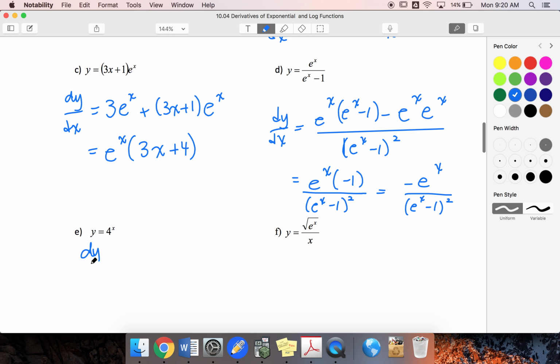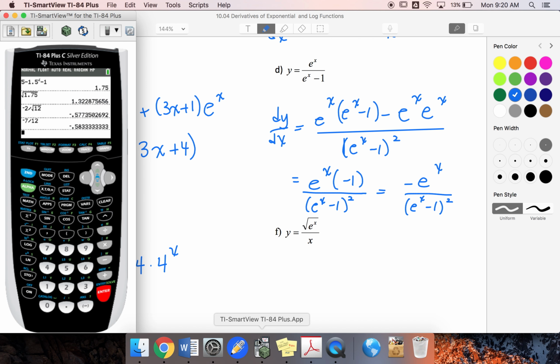This is just my basic a to the x rule. So that's going to give me ln of 4 times 4 to the x. And if you don't believe me, we could put this in our calculator and test it.